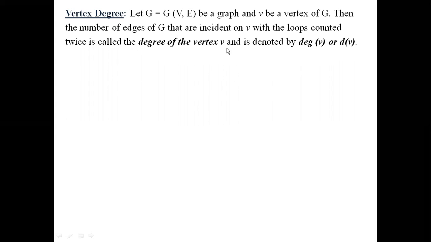Suppose we want to find the degree of the vertex V, then we count the number of edges incident on that vertex, and when we are counting, we count the loops twice. That gives us the degree of the vertex V denoted by d(V).